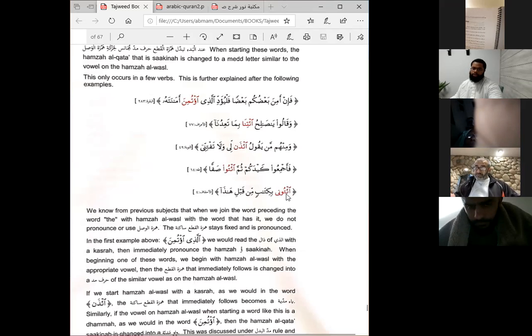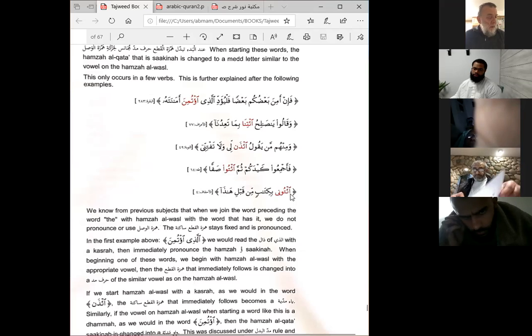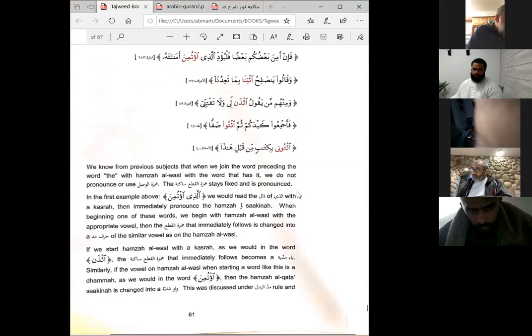The reason why is because it's cumbersome to pronounce two hamzas one after the other. Yeah. And the mad is 2 counts in Hafs. Yes, 2 counts everywhere. Okay. Jazakallah khair. Any other questions?